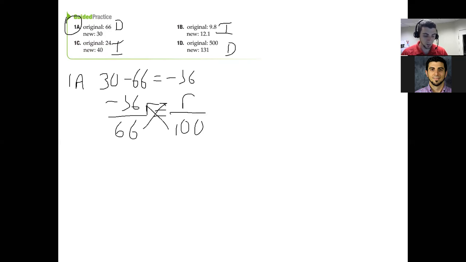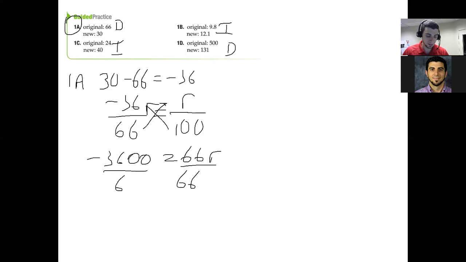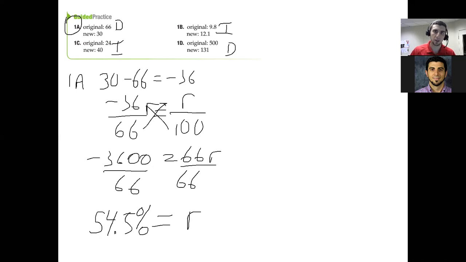So when you cross multiply, you'd have negative 3600 equals 66R. Divide both sides by 66. And you get R is about 55. Let me just get the actual decimal. So you get 54.5%. Now, it didn't say to round. I rounded to the tenths place, but it didn't give you a specification for rounding. So you could round to the nearest percent. You could do the tenths. You could go out more decimals if you wanted. But if it does say round it to the nearest percent, you would have to say 55%. If it said round to the nearest tenth of a percent, you would have to do 54.5. Okay? All right.